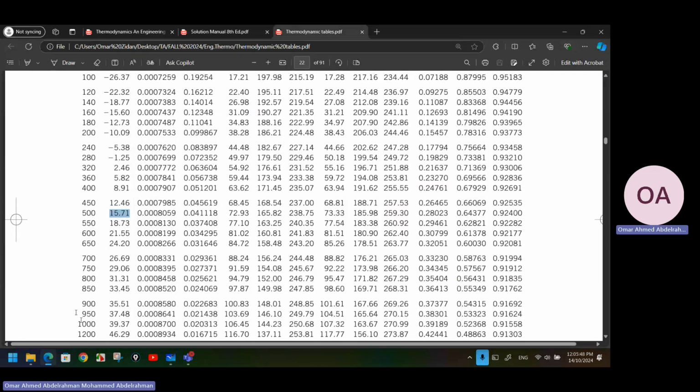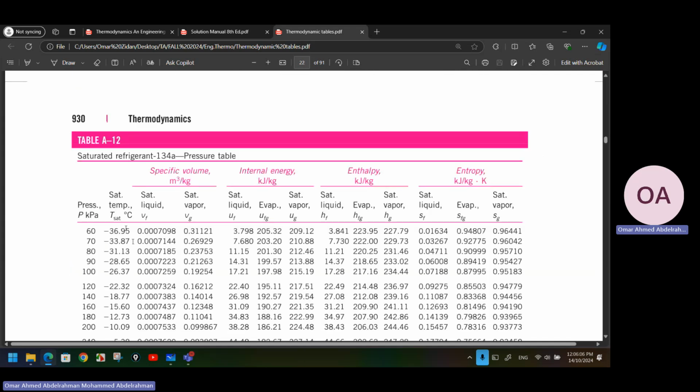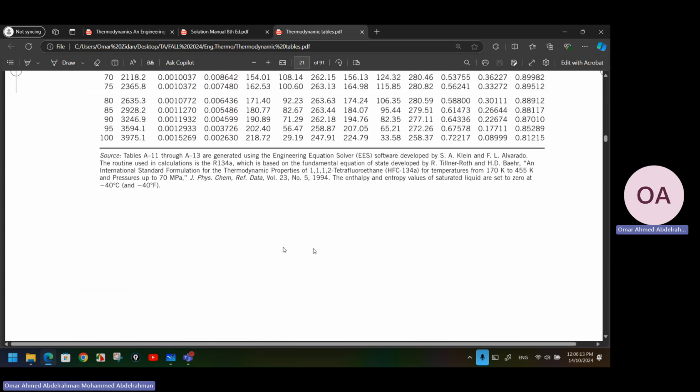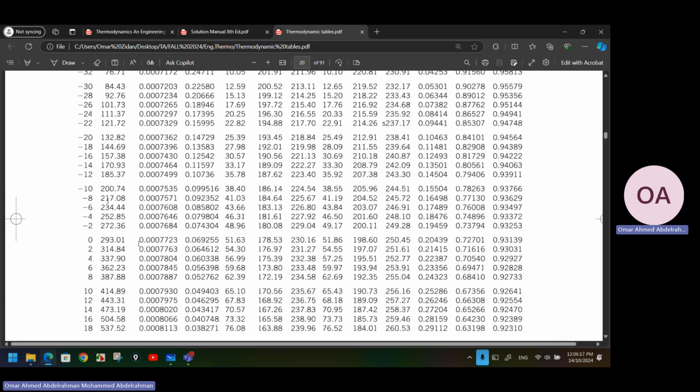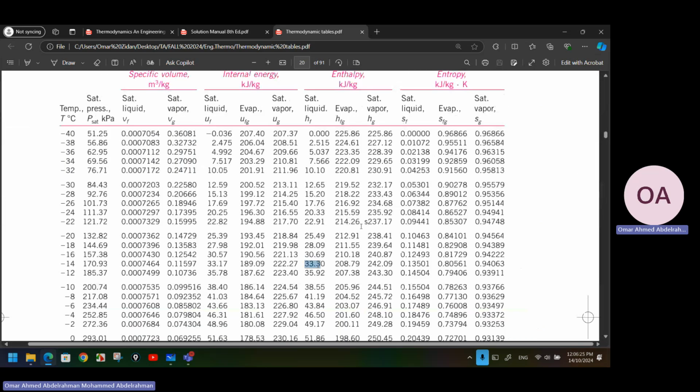Compressed liquid, in order to find any property of the compressed liquid, you need to use the temperature table, not the pressure table. So you made the assumption correctly that I will approximate h or u to be hf or uf, because compressed liquid is approximate to saturated liquid, but at the temperature table. So instead of getting the value here, hf equal to 73.33 at the pressure table, that is wrong. You need to go to the temperature table, okay, and find at -14 degrees Celsius the value of hf.